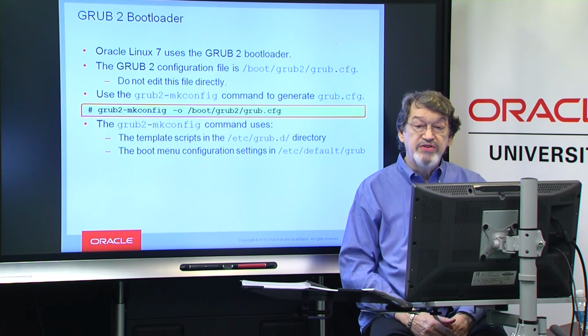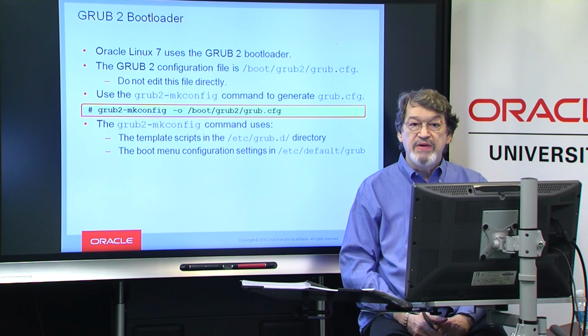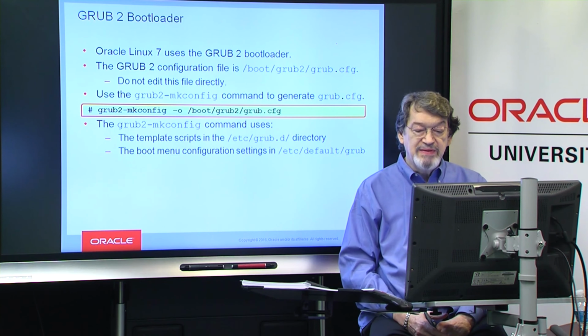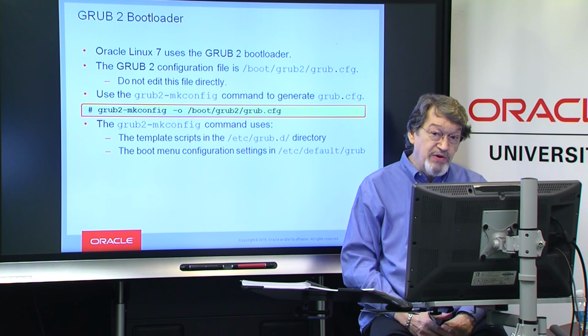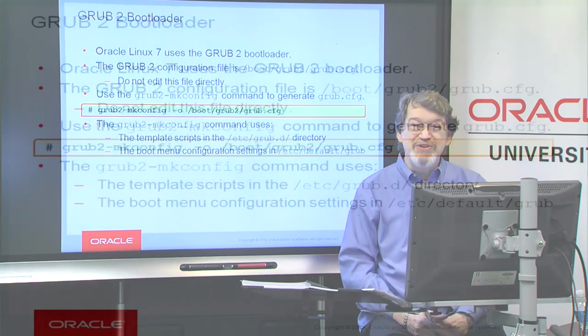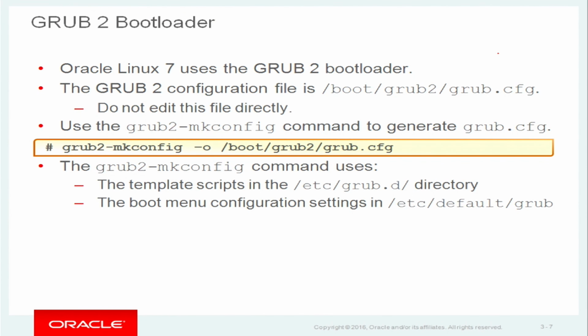Oracle Linux 7 uses GRUB 2. This is an update. It's not /boot/grub/grub.conf, or menu.lst like it was in GRUB 1. It's now /boot/grub2/grub.cfg.